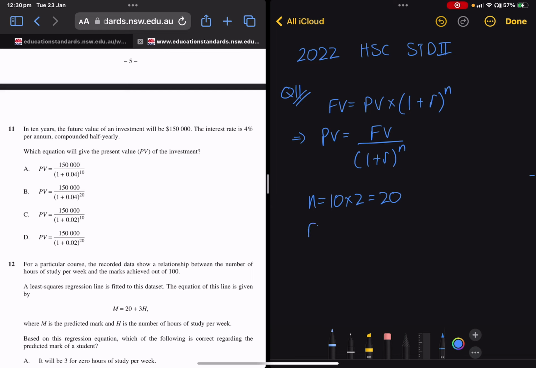And then the rate is 4% per annum, but that needs to be divided by 2 because it's not compounded per annum, it's compounded half yearly. So the rate is actually 2%. So we're looking for something with a rate of 2%, 0.02, a number of periods of 20, so that's going to be option D. So that's the answer to this question.